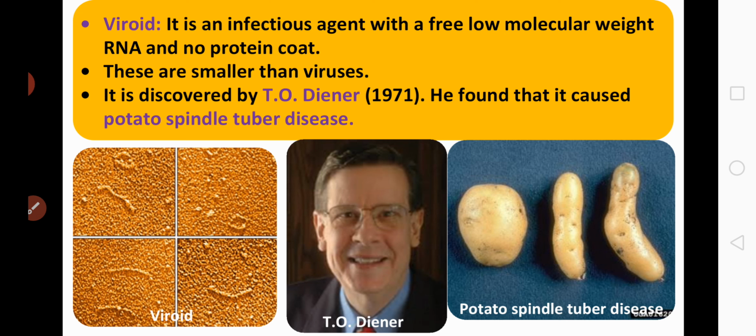Okay. And these viroids are smaller than viruses, and were discovered by T.O. Diener in the year 1971. He found that this viroid caused potato spindle tuber disease. So the disease caused by the viroid in potato plant is potato spindle tuber disease, and these viroids are smaller than the viruses and they lack protein coat but contain the genetic material RNA.